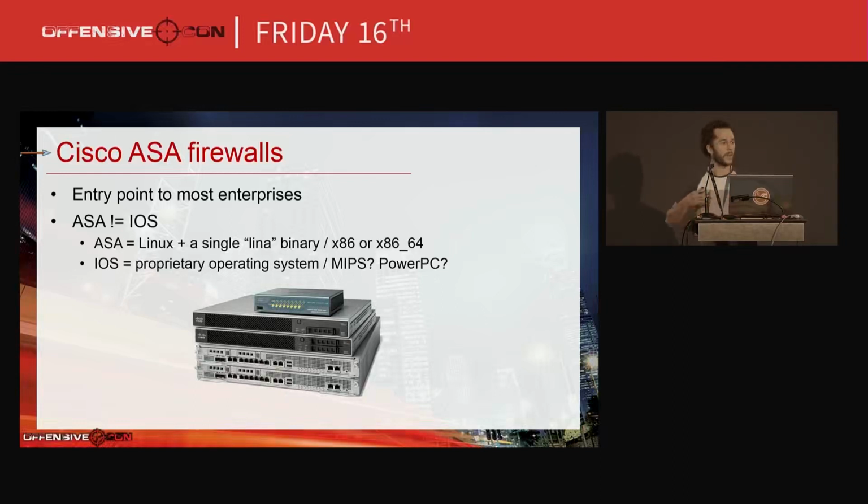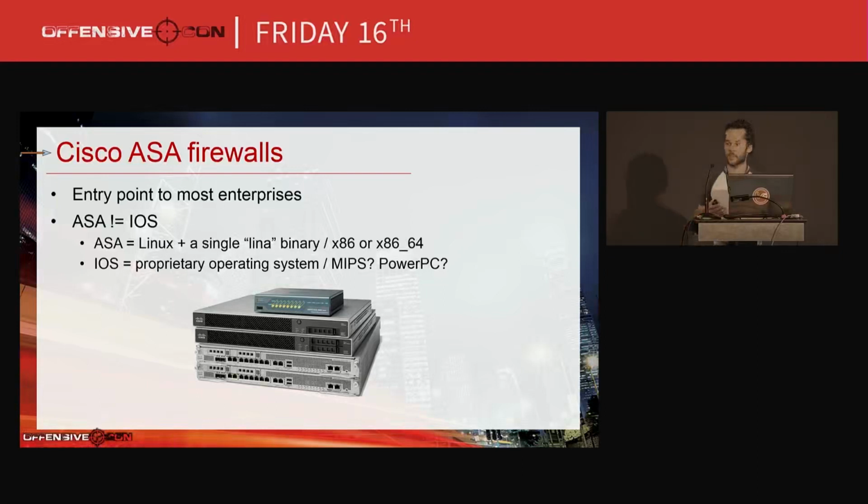It's very confusing because they both have the same command line interface, which is a Cisco shell, but they are different internally, and it's very important for exploitation because it means you have different constraints. So IOS is like a proprietary operating system. I'm not an expert on IOS, but I know it's mostly MIPS or PowerPC, but I've been mostly focusing on ASA. That's what we're going to talk about.